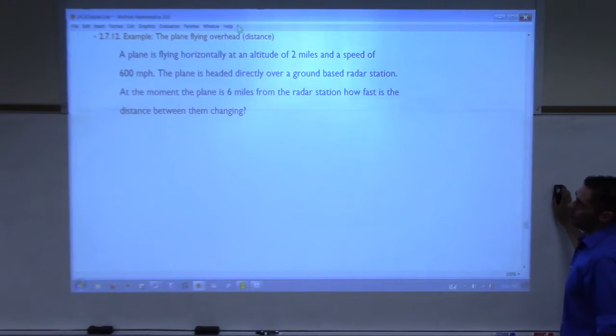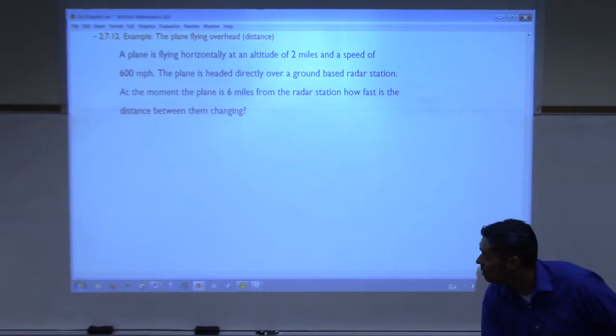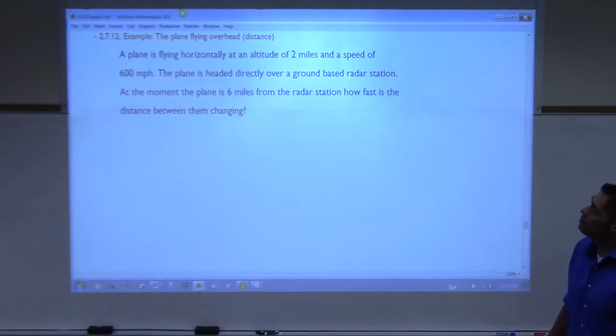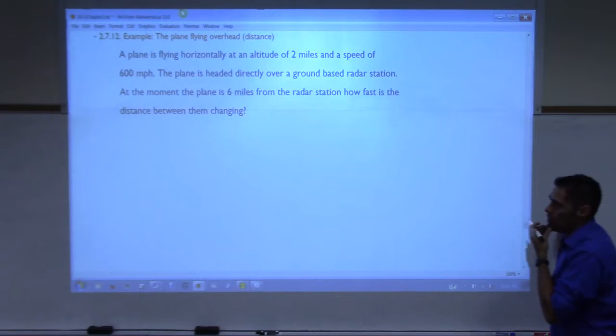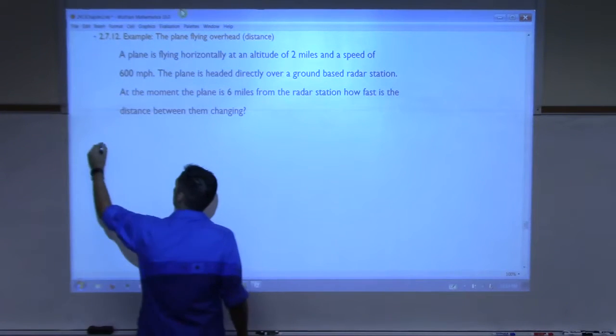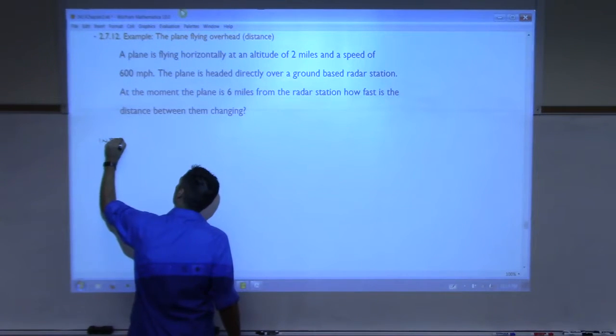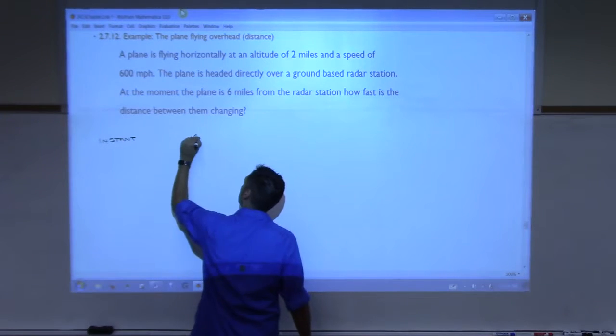There's the word problem. A plane is flying horizontally at an altitude of 2 miles and a speed of 600 miles per hour. The plane is headed directly over a ground-based radar station. At the moment, the plane is 6 miles from the radar station. How fast is the distance between them changing? Instant. General.